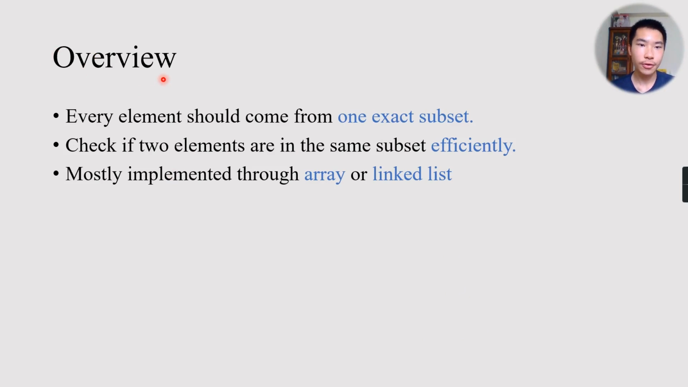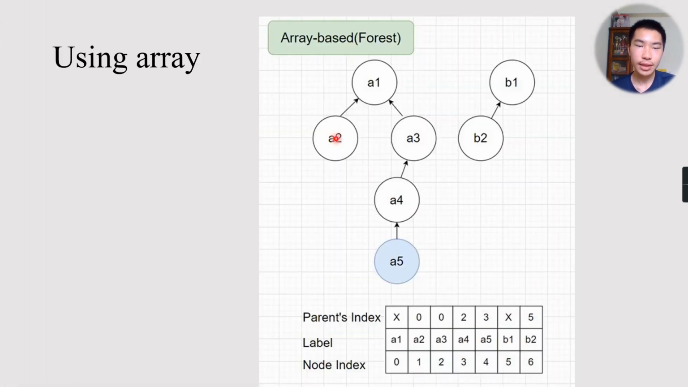Now, I want to give an overview about disjoint sets. In disjoint sets, every element should come from exactly one subset. Then, if we want to check whether two elements are in the same subset, we can do it efficiently through disjoint sets. It is mostly implemented through an array or linked list. If we use an array to implement a disjoint set, then it's also called a forest because each subset looks like a tree, and many sets combined together form a forest.